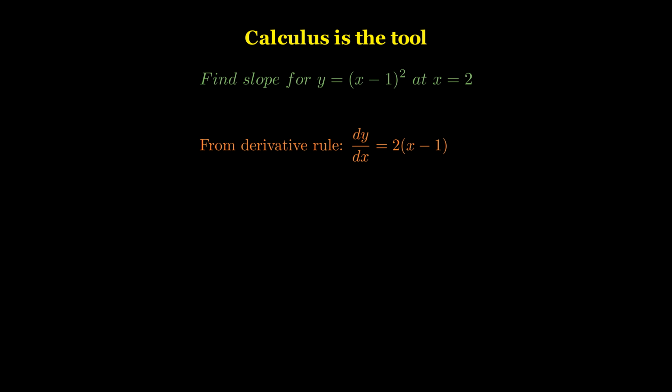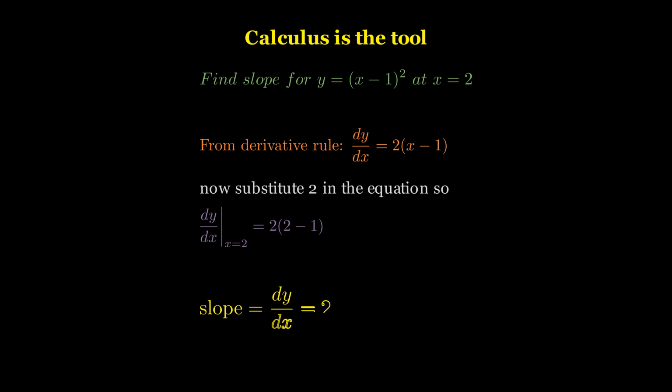Let's calculate the slope of the quadratic function y equals (x minus 1) squared at the specific point where x equals 2. Using the power rule, dy by dx equals 2 times (x minus 1). To find the slope specifically at the point x equals 2, we substitute 2 into our derivative formula. Slope equals 2 times (2 minus 1), which equals 2.